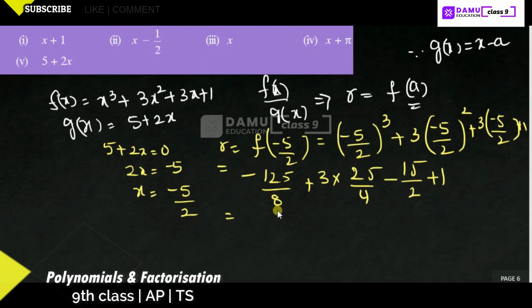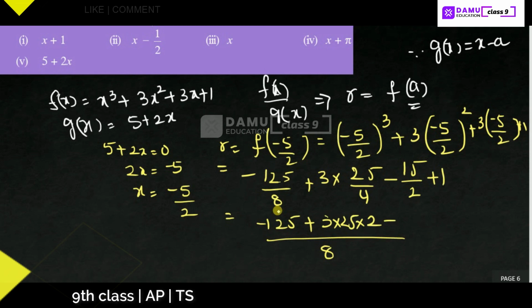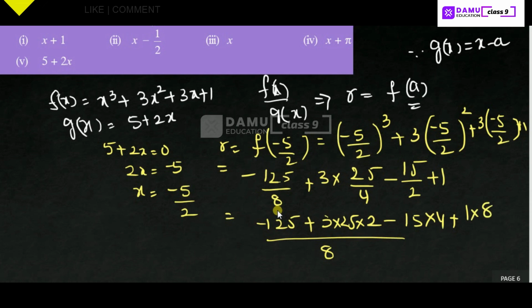So 8 we will get. So 8 minus 125. Plus here 4 is there, in order to multiply 4 to make 8, you should multiply with 2. So 3 into 25 into 2, minus 15 into, in order to multiply, here 4 into, why? Because 4 twos are 8. Then 4 plus 1 into 8. So that is the LCM, like that.